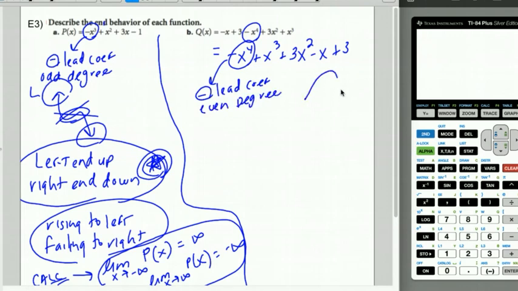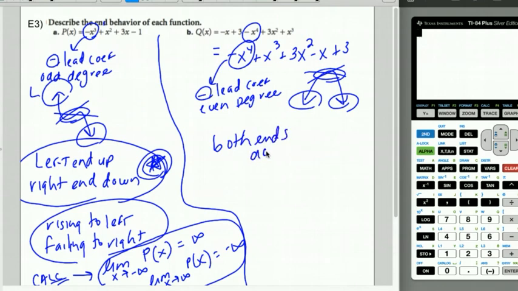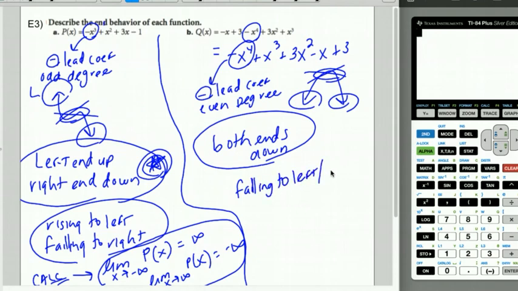So this is going to look something like this. And again, we don't really care what happens in the middle. We just care about the two ends, right? So the easiest way to write this is both ends down, right? You could also write this as falling to the left and the right, right? Or like falling in both directions.